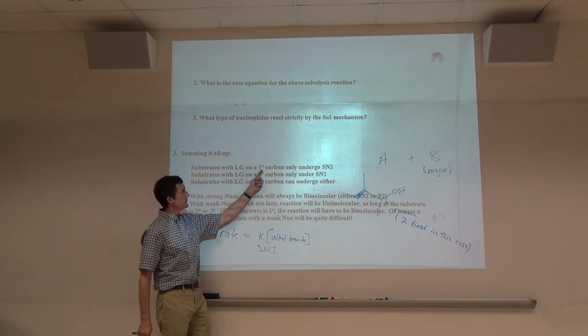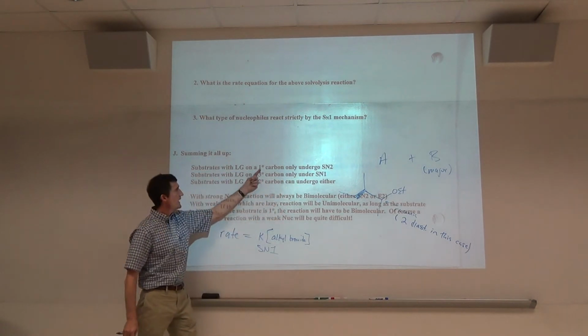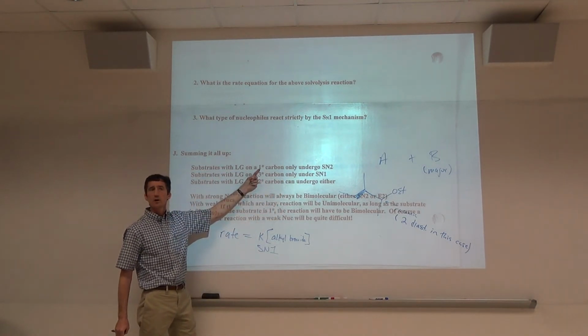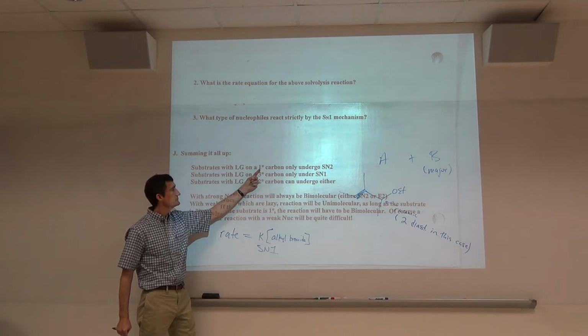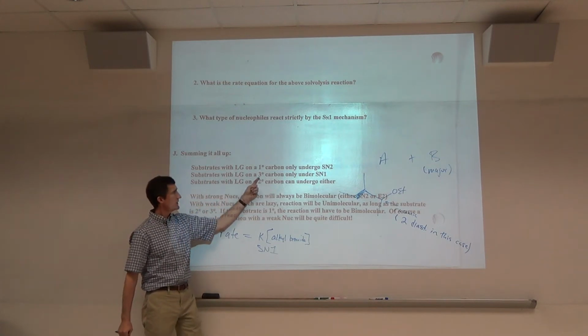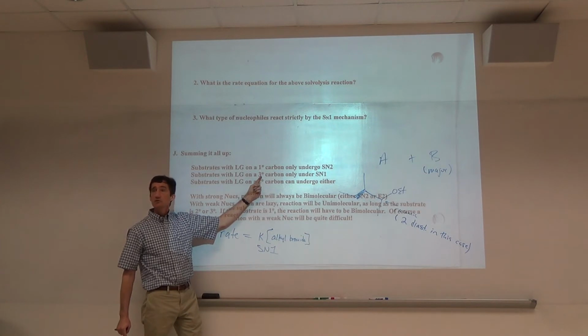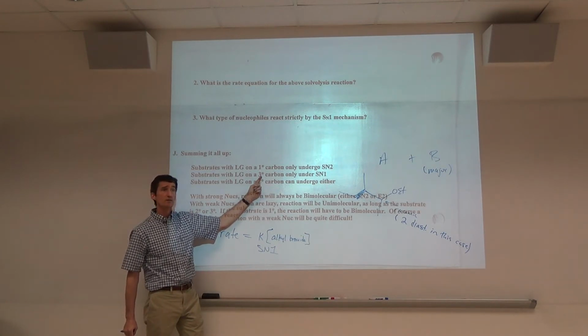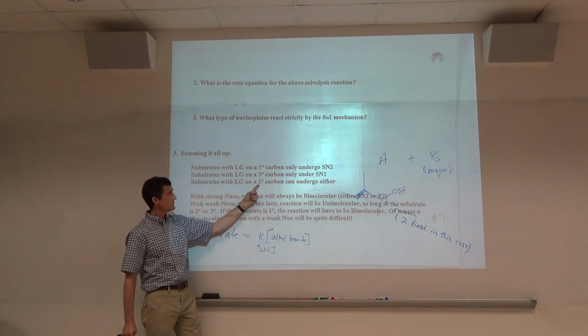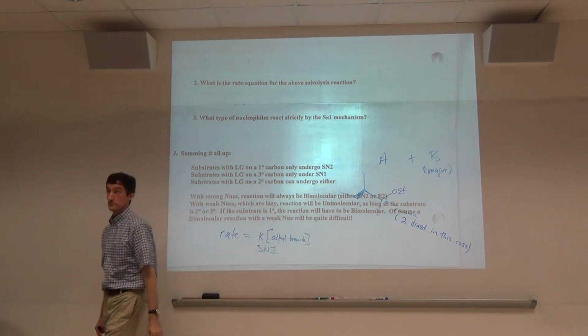Substrates with leaving groups on primary only SN2. Why? Because you'd never make a primary carbocation. Substrates with leaving group on tertiary only SN1. Why? Because a tertiary carbon is too sterically hindered from backside attack. Substrates with leaving groups on secondary can undergo either.